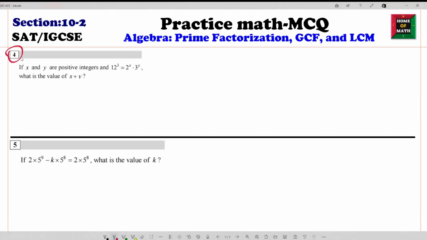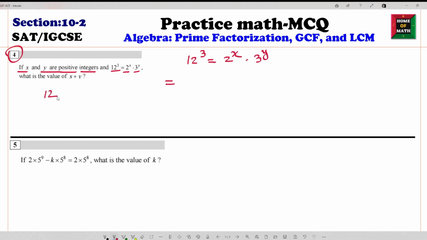Number 4. If x and y are positive integers and 12 cubed equals 2 to the power x times 3 to the power y, what is the value of x plus y? So first, this exponent: 12 cubed equals 2 to the power x times 3 to the power y.